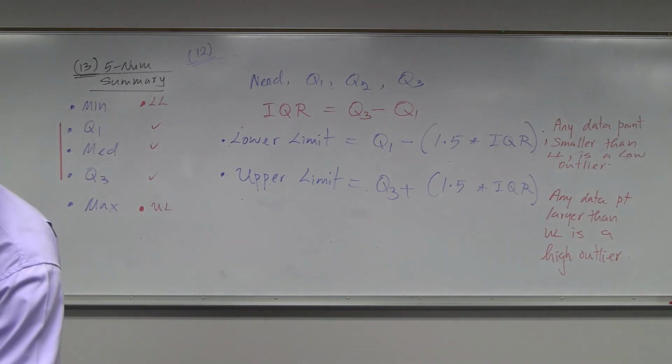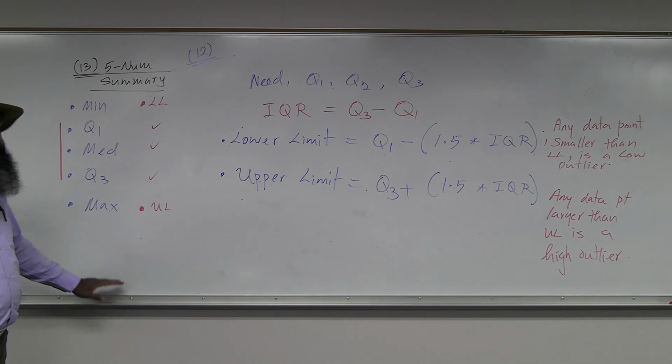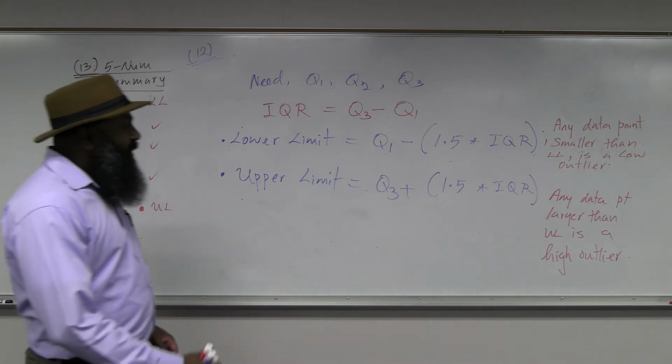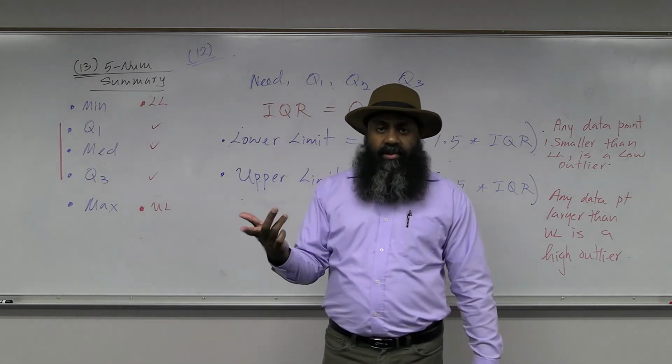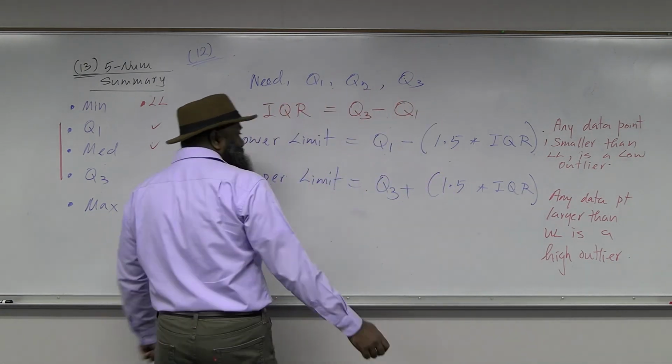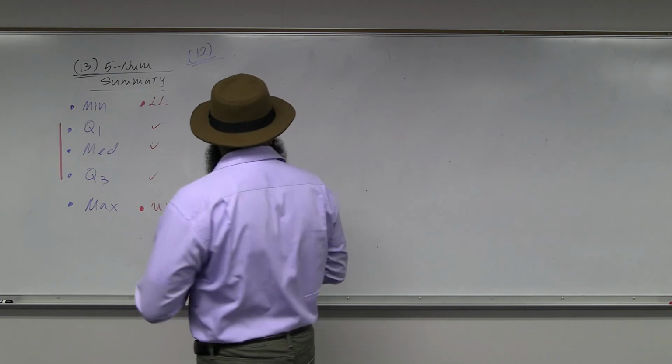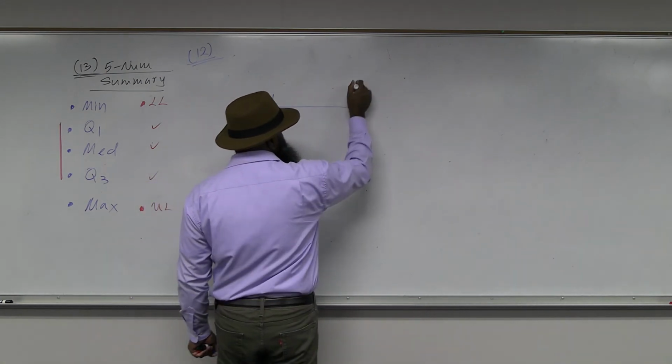And then under points number 14 and 15, we have box plots. Corresponding to each of the two 5-number summaries, we can draw box plots. Now what's a box plot? The box plot is something like this.